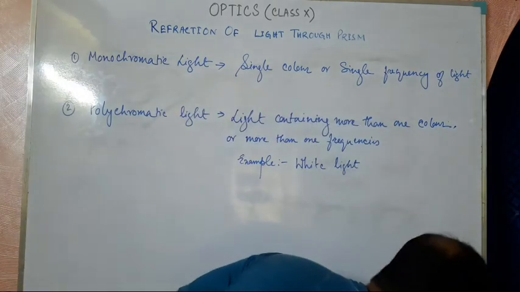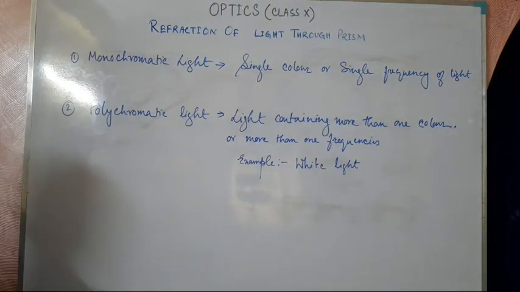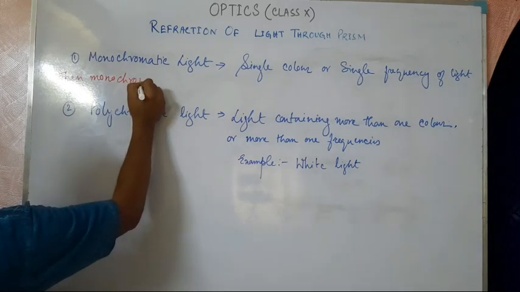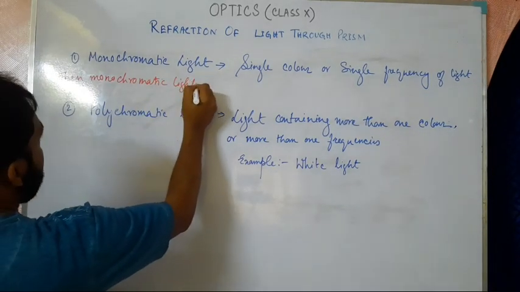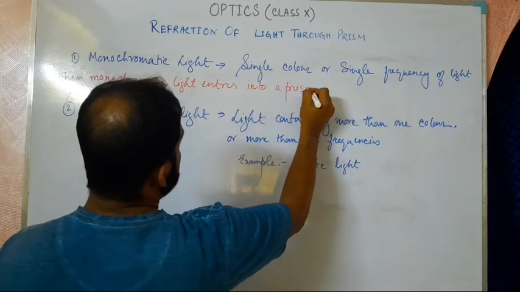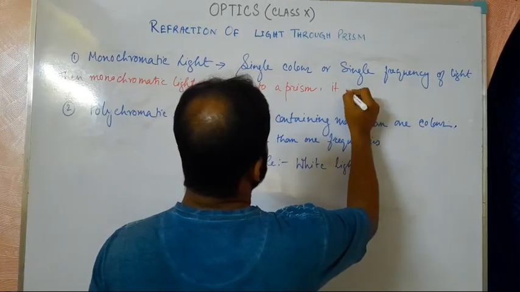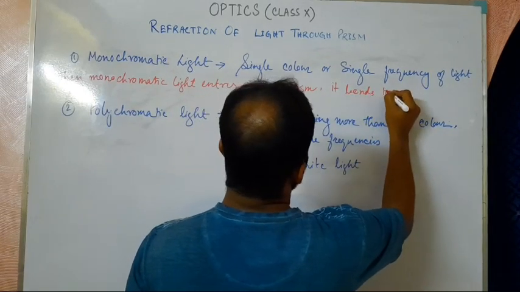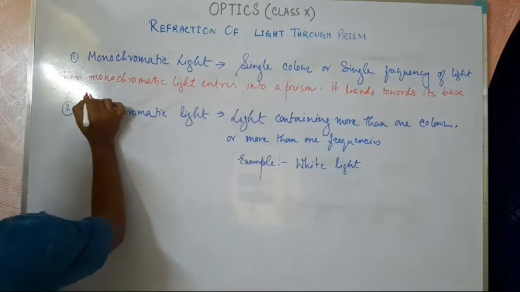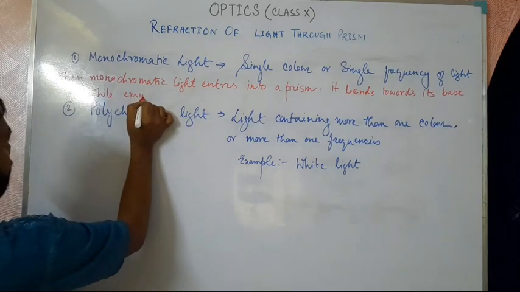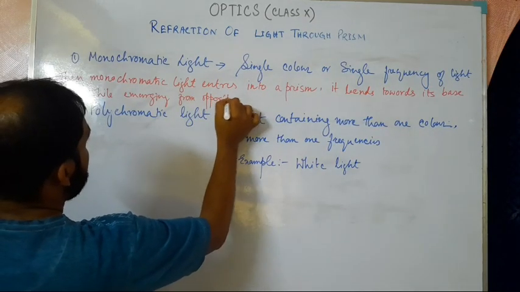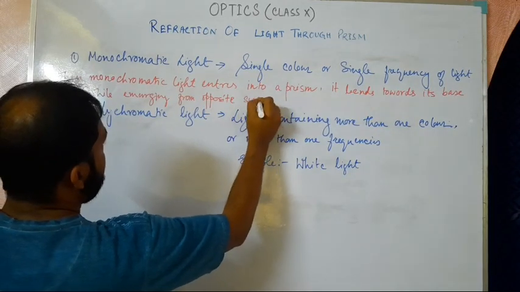Because when monochromatic light enters into a prism, it bends towards its base while emerging from the opposite face or opposite surface.